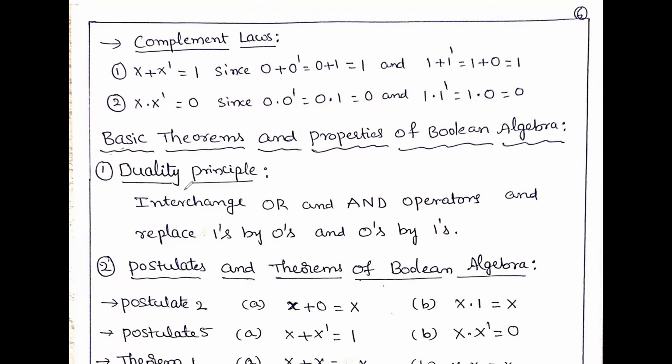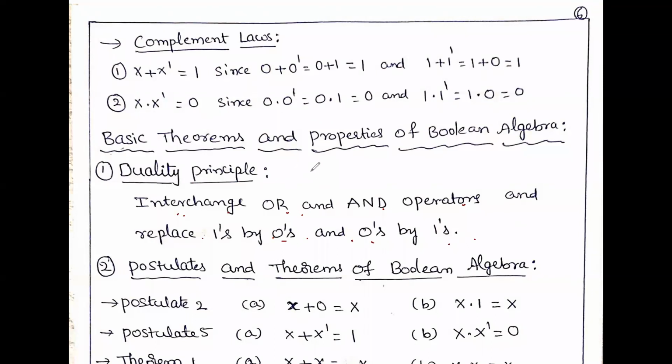The next one is the duality principle. These are basic theorems and properties of Boolean algebras. The first one is the duality principle. What is meant by the duality principle? The duality principle means interchange OR and AND operators and replace ones by zeros and zeros by ones.